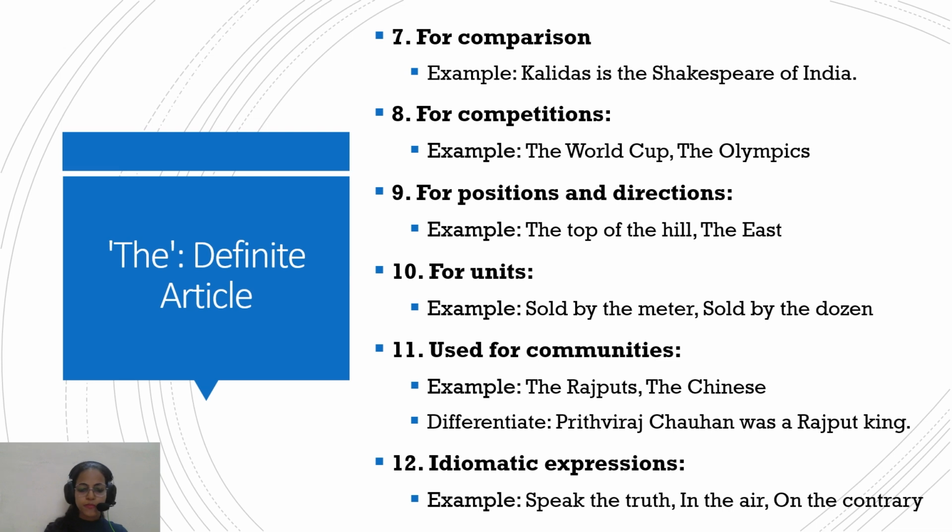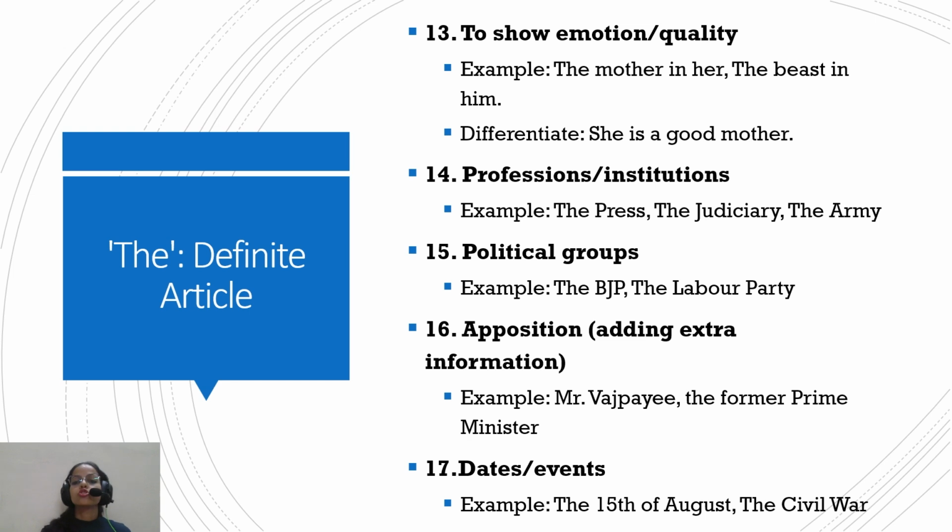Similarly, for idiomatic expressions like "you should speak the truth," "in the air," "on the contrary." Here again, the is used to show emotion or quality. So, the mother in her or the beast in him. In order to show that specific emotion among many emotions: the mother in her, that emotion of caring, of being loving. So you're referring to that emotion. The mother in her, or the motherly instincts present in her. The beast in him, the evil qualities present in him. When you're specifically referring to those things, again, you use the.